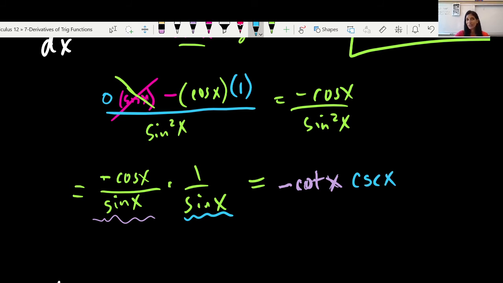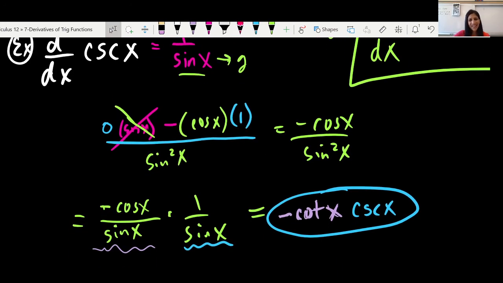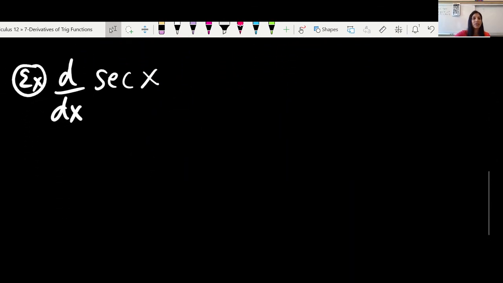So this is built-in review. I don't know if you remember this, but it's been a little while. So after all that work, this is what we end up getting for our solution: negative cotan x, cosecant x. See, they're kind of like fun little puzzles. You're just looking for ways to simplify, break them apart, so that you can start to cross things off and find a solution. So how about d dx of secant x?